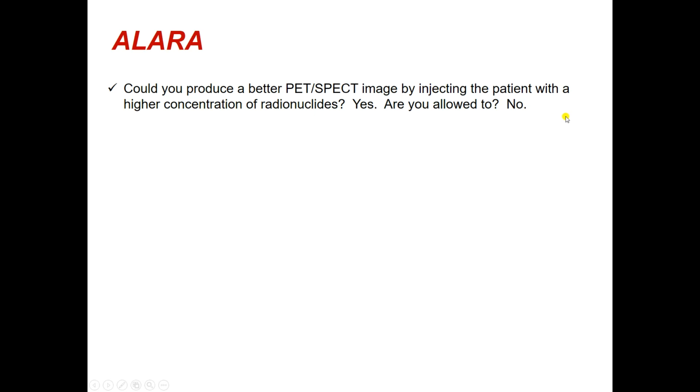Would your image take less time? And would it have better contrast if you injected them with a massive amount of radionuclides? Yes, it would. Are you allowed to? No, because you are delivering dose to the patient, and all of that dose is detrimental. You are obligated to use the smallest amount that gives you the image that you need, not the best image, the first image that accomplishes what you want it to do, even though it's not perfect. ALARA tells you you have to use that much.